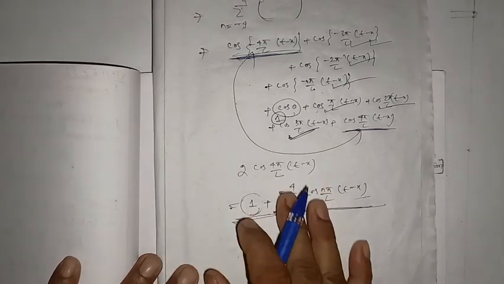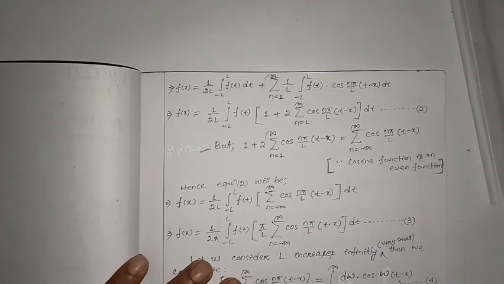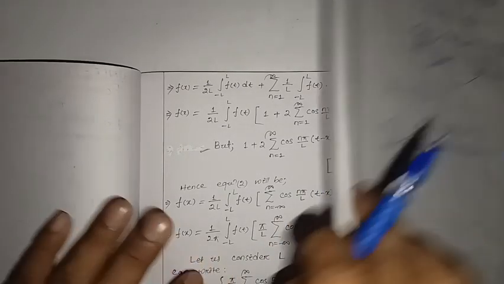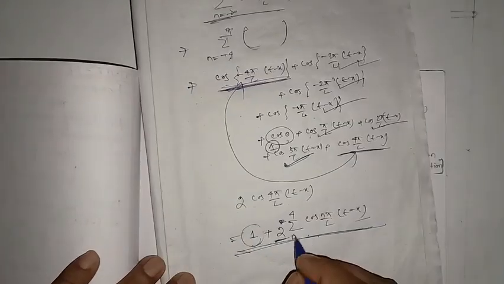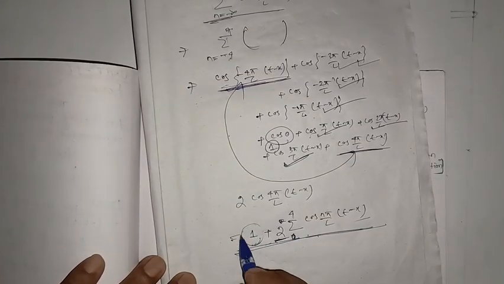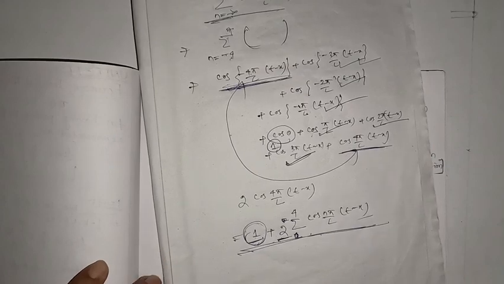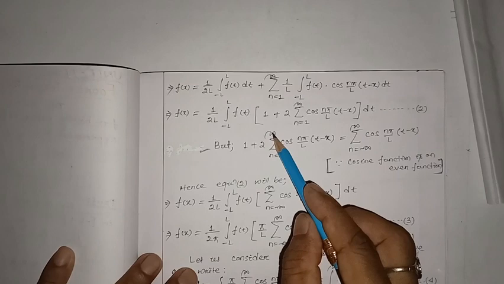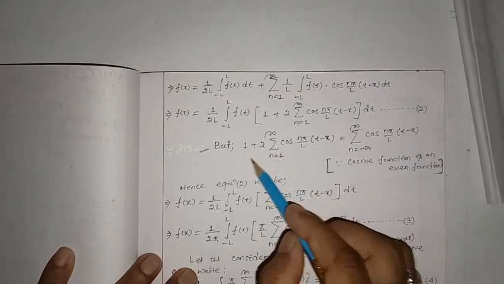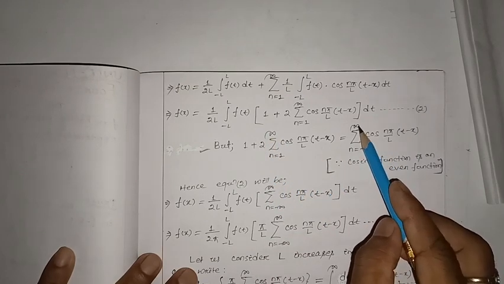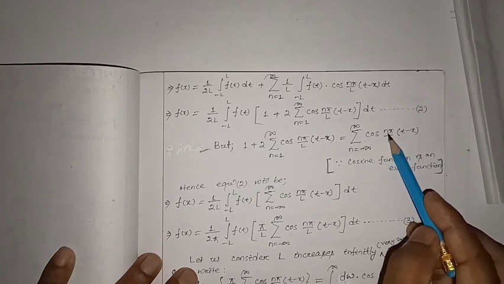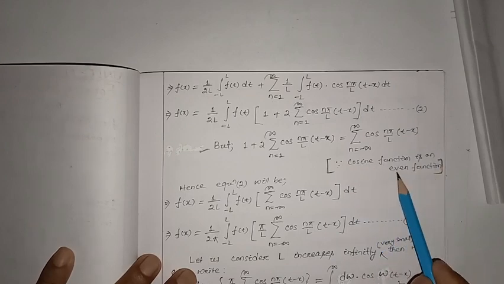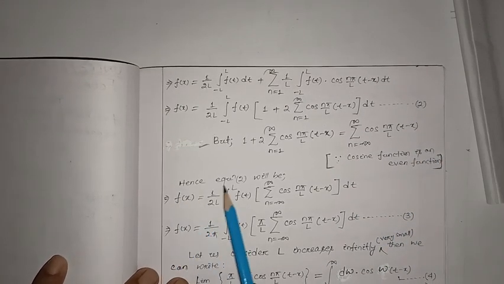Likewise if we consider n terms, here n equal to 1 to 4, because this value will be cos 0 equal to 1. So if we consider n equal to 1 to infinity, 1 plus 2 this much can be written as minus infinity to plus infinity of cos(n pi by L into (t minus x)), as the cosine function is an even function.